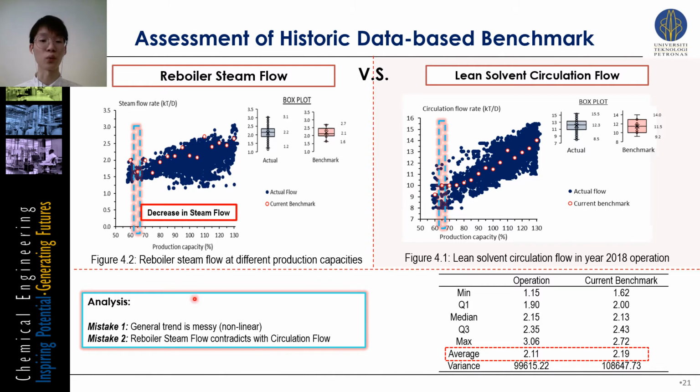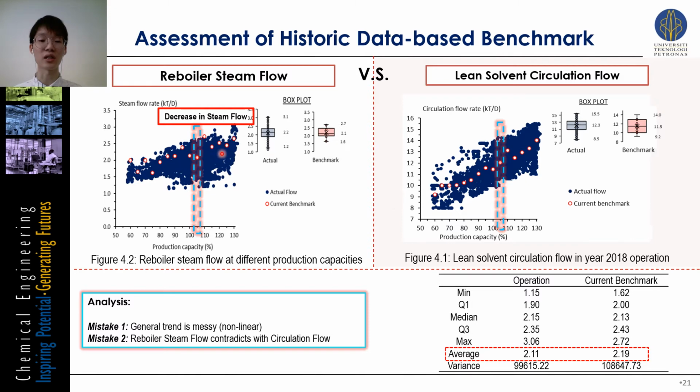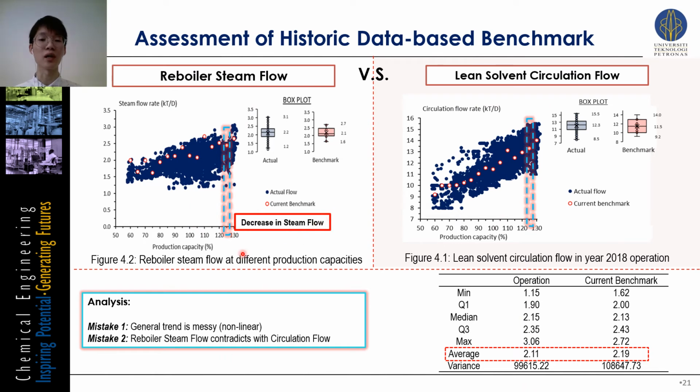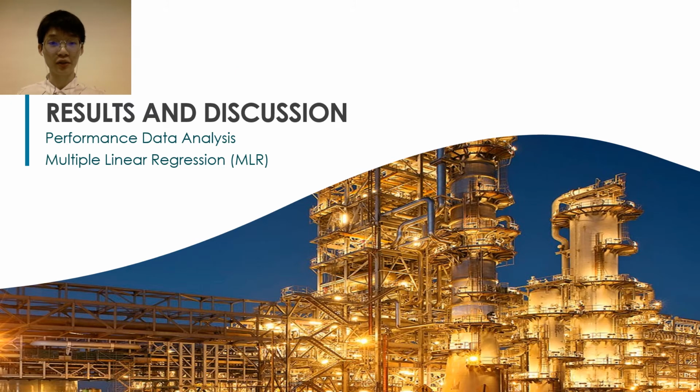This is the first point for which there is a decrease in the steam flow, but the circulation flow increases. Not only this point, here also the same thing, a decrease in the steam flow, but an increase in the circulation flow. And the last point is also the same, a decrease in the steam flow and an increase in the circulation flow. So from here, what we can conclude is that this reboiler steam flow benchmark is actually contradicting with this lean solvent circulation flow, which means that both of these benchmarks are inaccurate and left questionable. Moving on next, let's proceed to the results and discussions of the multiple linear regression models.